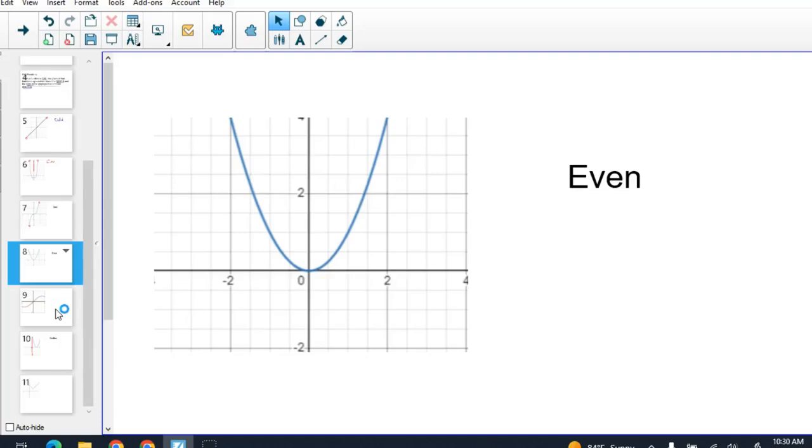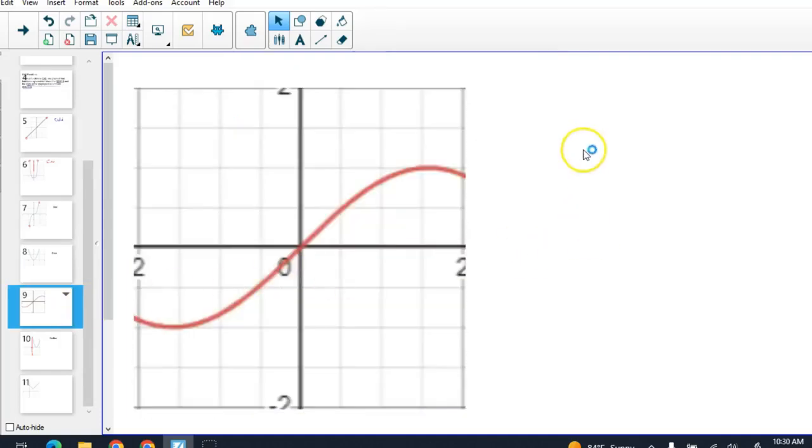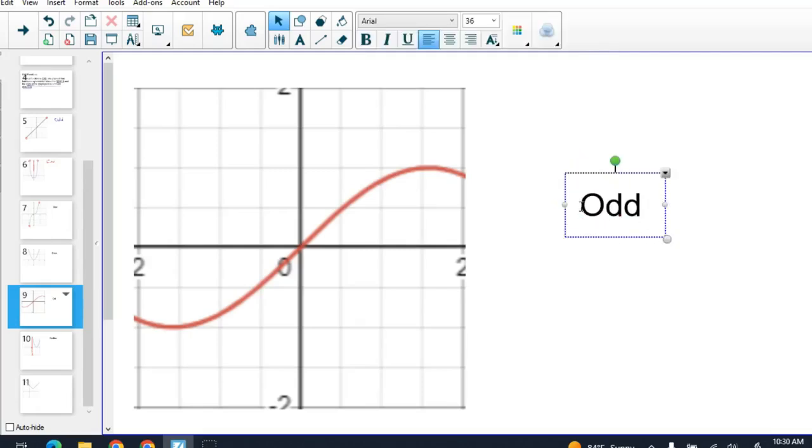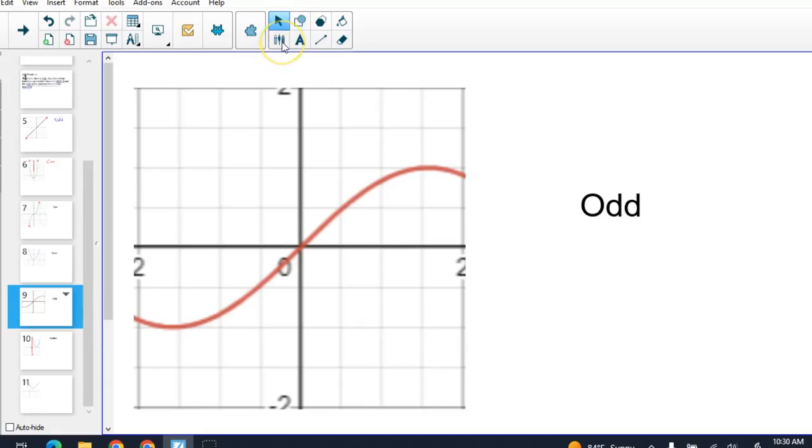Okay, let's do another one. Take a couple seconds, try to determine if this function is odd, even, or neither. Okay, so this function is an odd function. The reason this is an odd function, look at our origin, it's mirroring back and forth across that origin. And if we look at our endpoints, they're going in opposite directions.